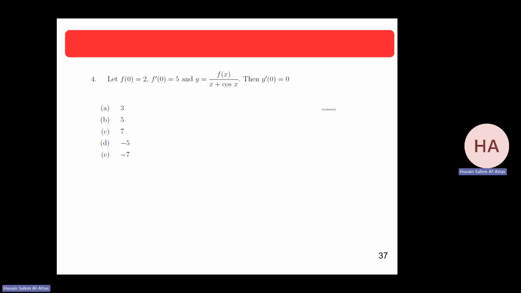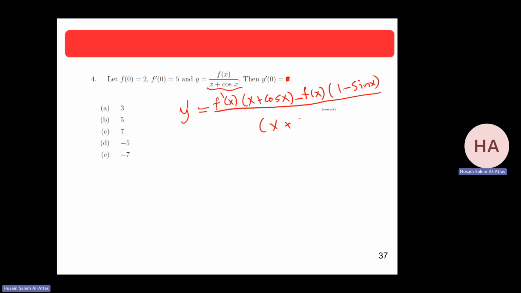F of x over x plus, I need y prime. Y prime. I need y prime at 0. So that will be the derivative of the numerator times the denominator, minus the numerator times the derivative of this, which is 1 minus sine x, all over x plus cosine x all square.